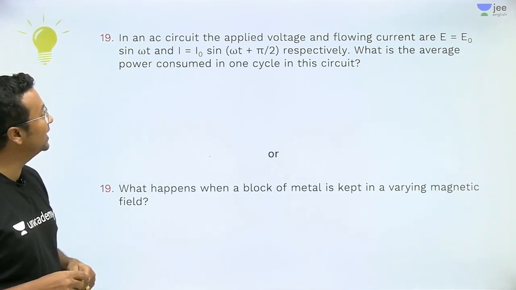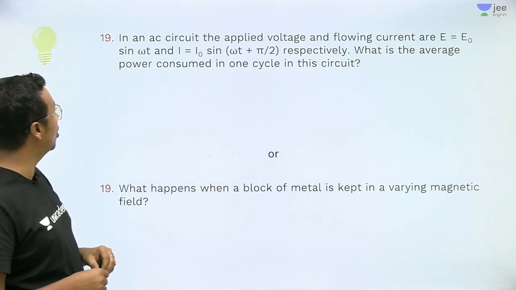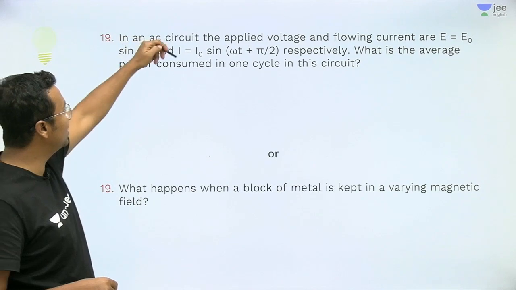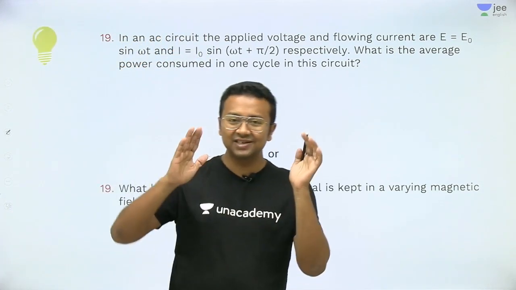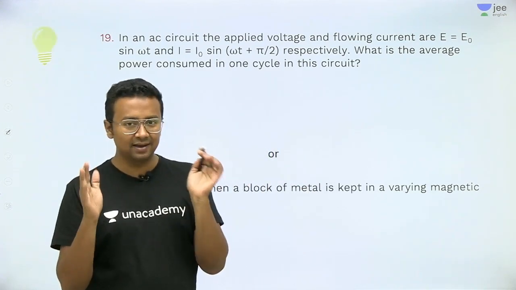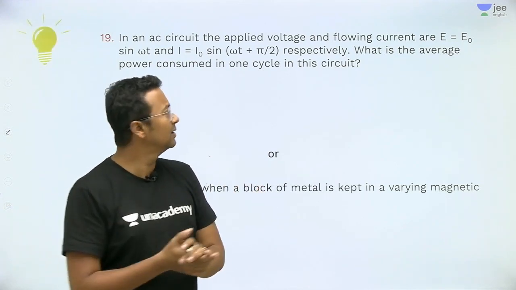Okay, chalo, let's have a look at this particular question here. In an AC circuit, the applied voltage and the flowing current are E equals E naught sine omega t and I equals I naught sine (omega t plus pi by 2). So what is the phase difference between the voltage and the current? The phase difference is how much? Pi by 2. Simple, right?